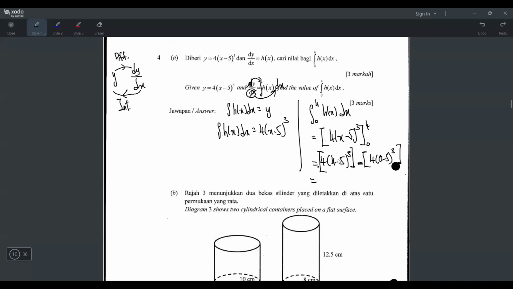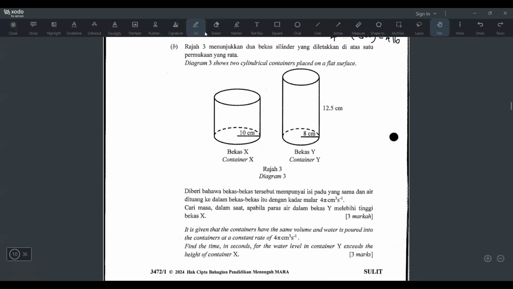Okay, now we press all this in our calculator. 4 minus 5, negative 1, power 3, negative 1, times 4 is negative 4. Minus 0 minus 5, negative 5, power 3, negative 125, times 4, which is negative 500. So minus 500 becomes plus, and then negative 4 plus 500 is 496. Okay, and that is the answer. Okay, done.